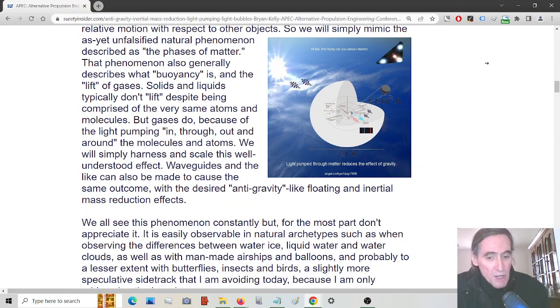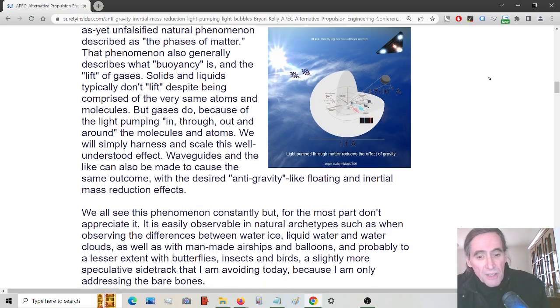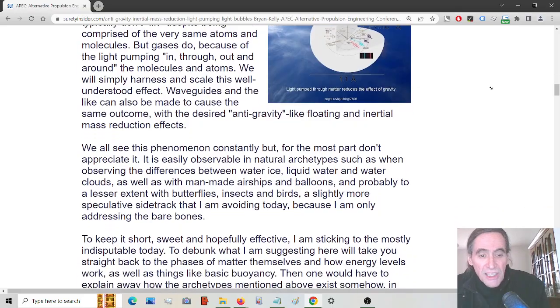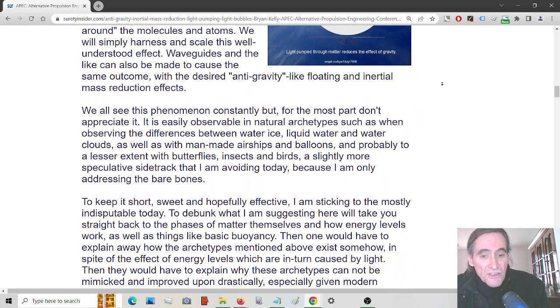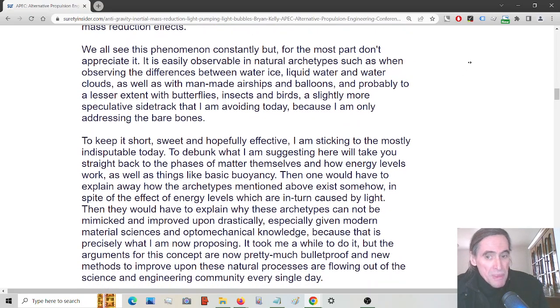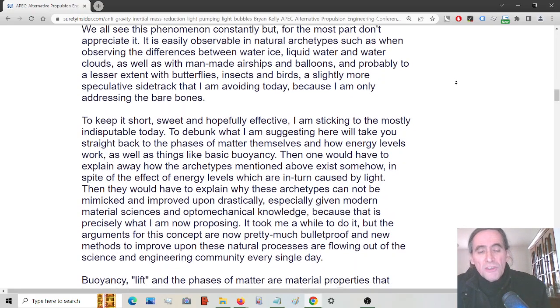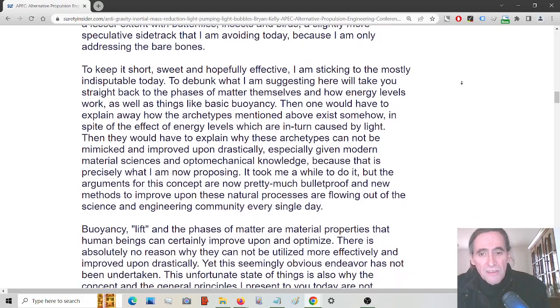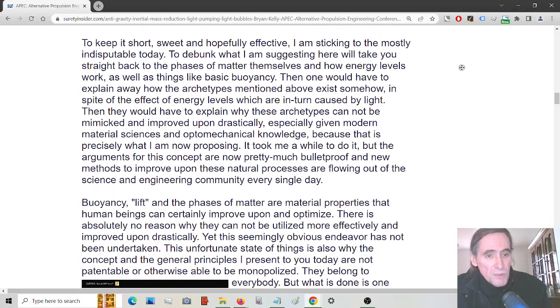We all see this phenomenon constantly, but for the most part don't appreciate it. It is easily observable in natural archetypes, such as when observing the differences between water ice, liquid water, and water clouds, as well as with man-made airships and balloons, and probably to a lesser extent with butterflies, insects, and birds, a slightly more speculative sidetrack that I am avoiding today because I am only addressing the bare bones. To keep it short, sweet, and hopefully effective, I am sticking to the mostly indisputable today.